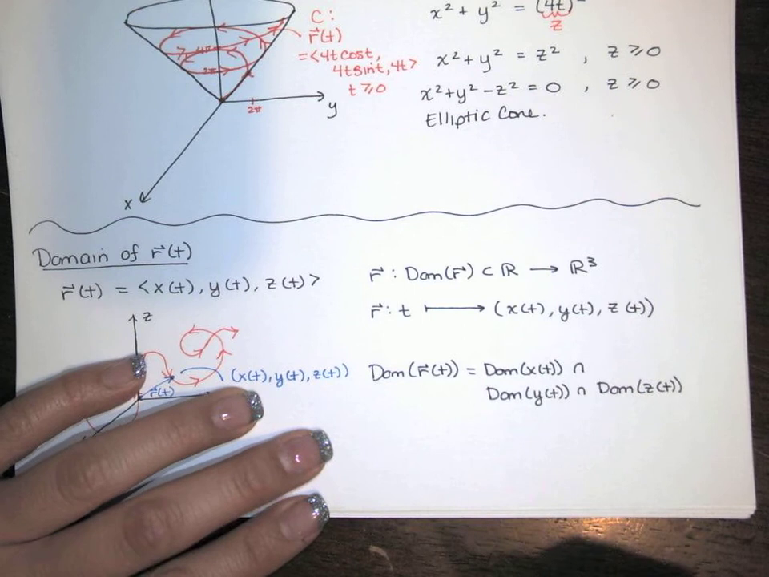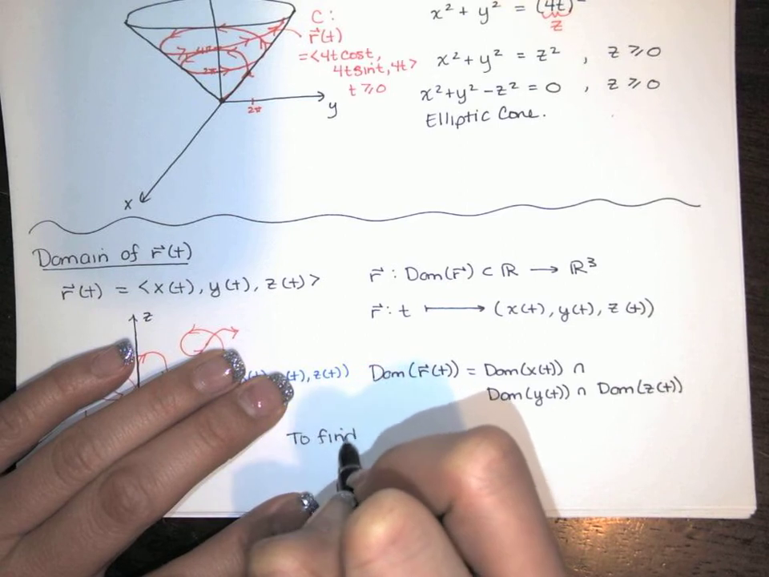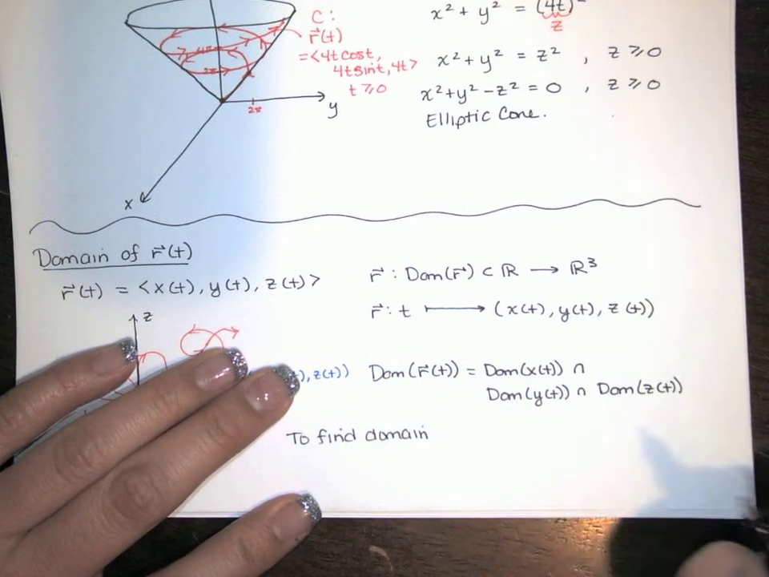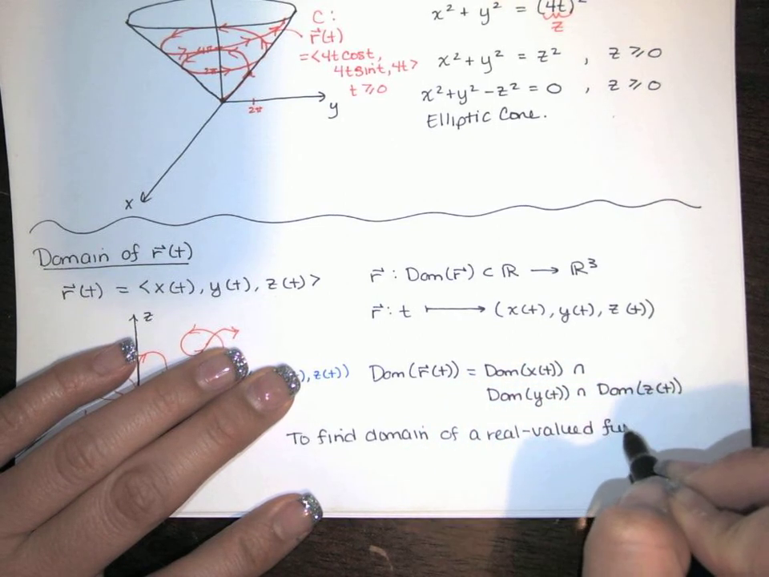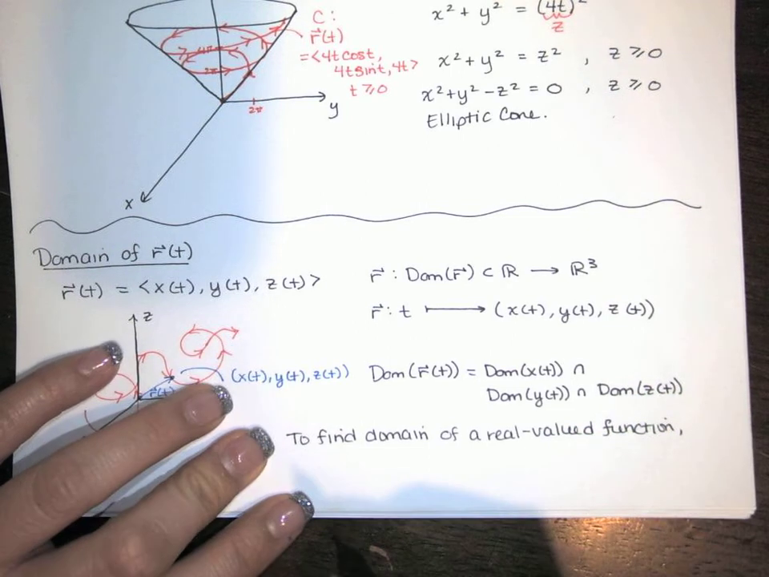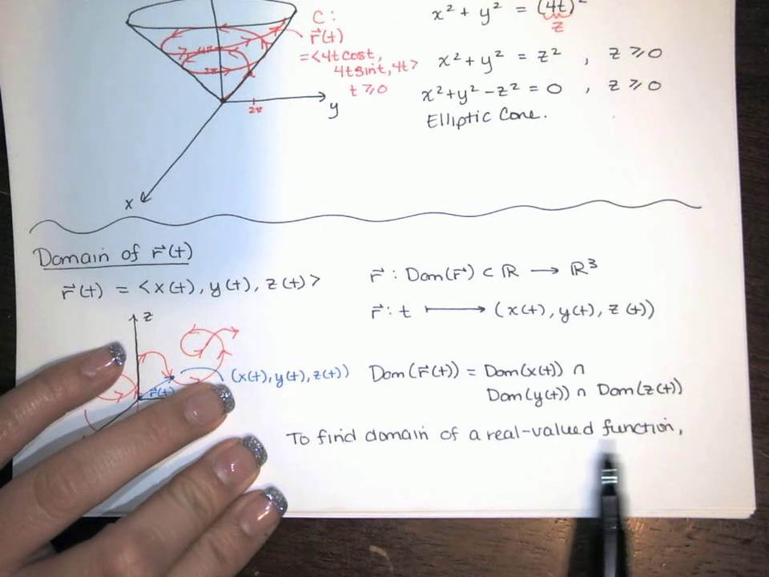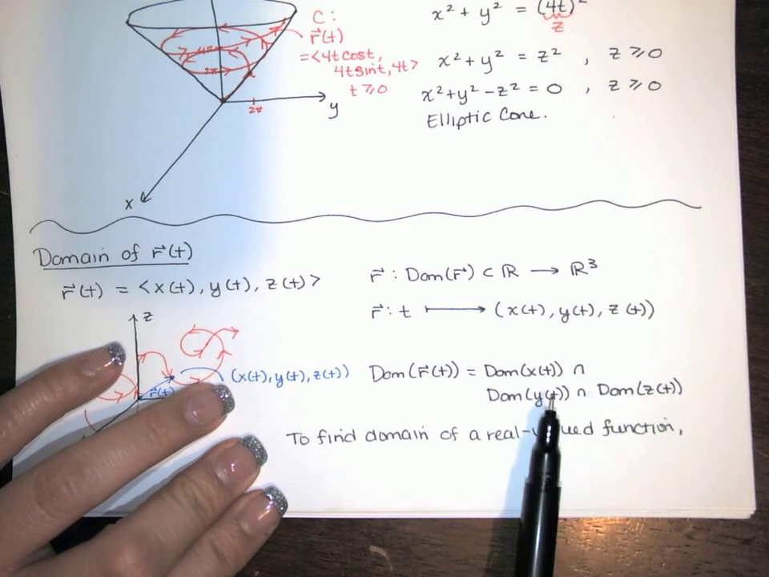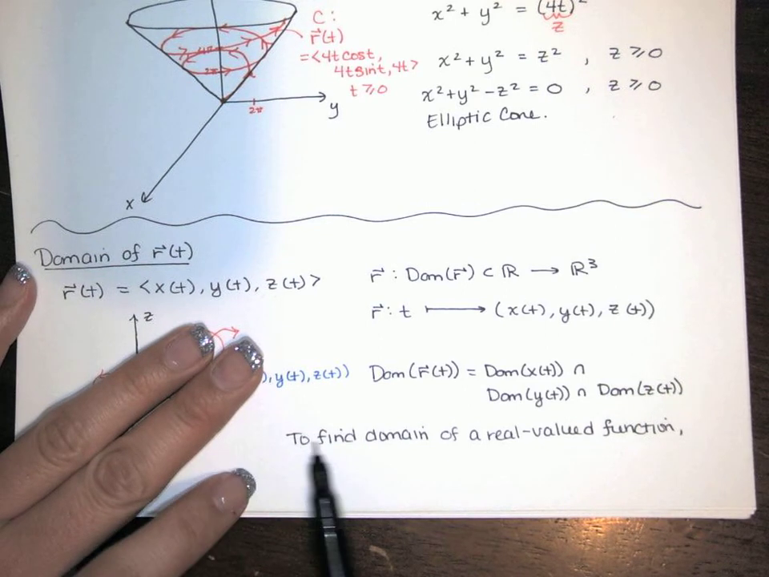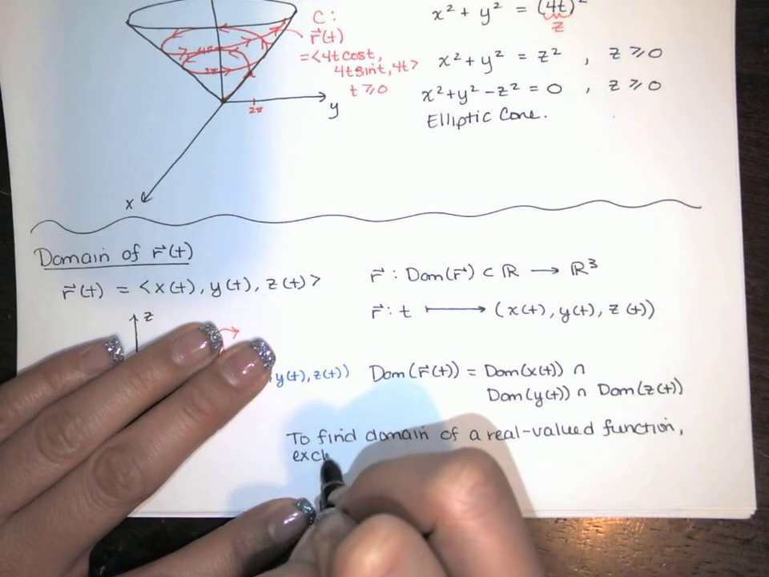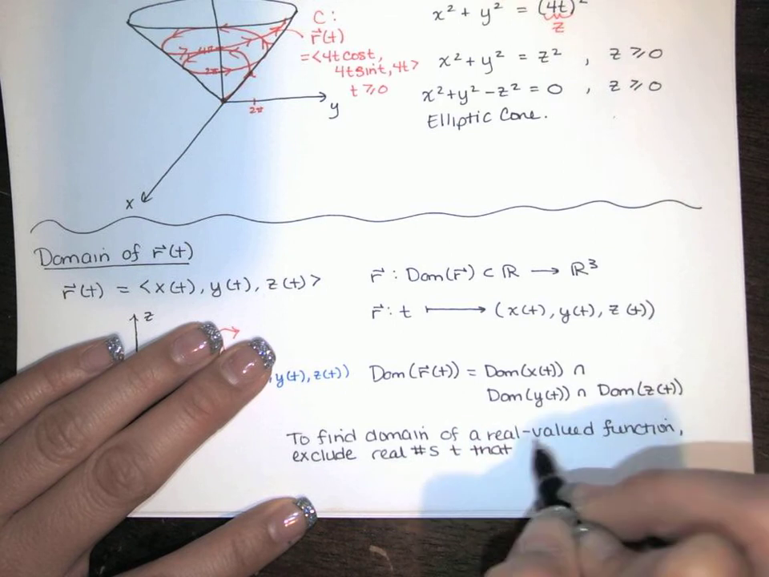Now, one other thing that you might need to remember is how we find the domain of a real valued function. So to find the domain of x of t, y of t, and z of t, and we're going to come back to this over and over again in various chapters, you want to include, well, we're going to talk about what to exclude, excuse me. To find the domain of the real valued function, I need to think about which t's don't work. And we'll say that the domain is all the t's that are left over, all the t's that do work. So we're going to say, to find the domain, we need to exclude some t values. So we're going to exclude real numbers t that cause the following problems.